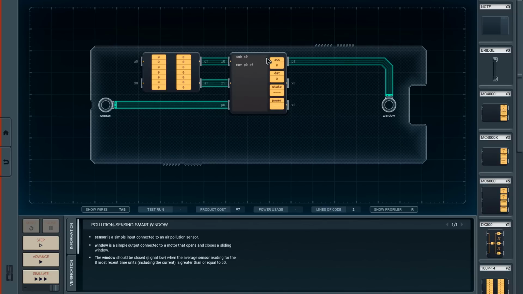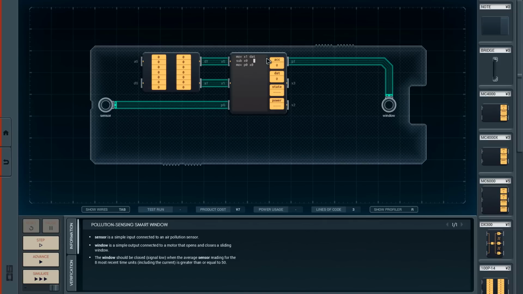Subtract X0, and then we need to store our current address. That's the only thing, because when we read or write from the data line, it pops our address 1 over. So actually what we need to do is move X1 into the DAT, right? So that'll be our current address. Then we'll sub X0, move P0 into X0.